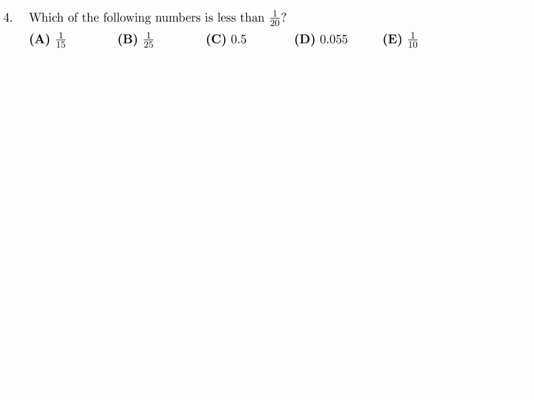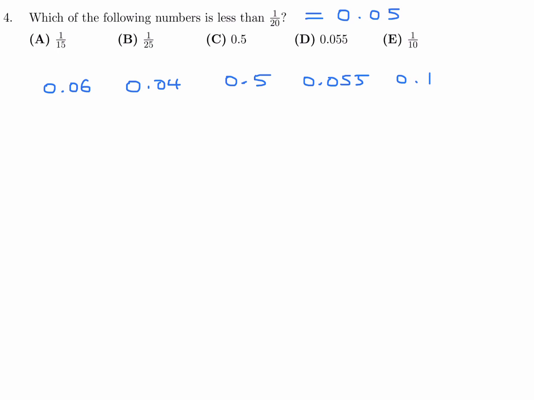Which of the following numbers is less than 1 over 20? 1 over 20 in terms of a decimal is 0.05. Makes it a little bit easier if you convert it to decimals. This is 0.06 approximately, 0.04. This is already in decimal. This is already in decimal, and this is 0.1.